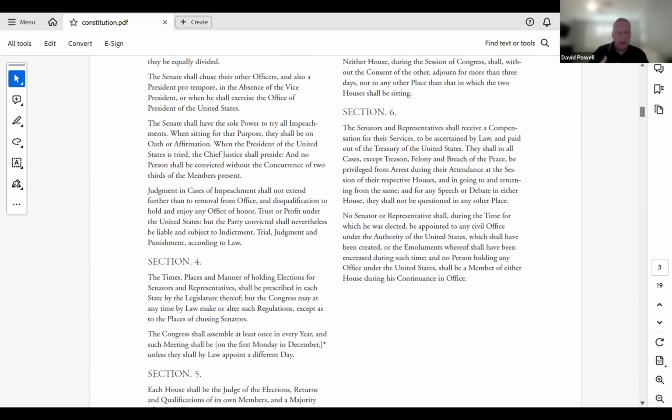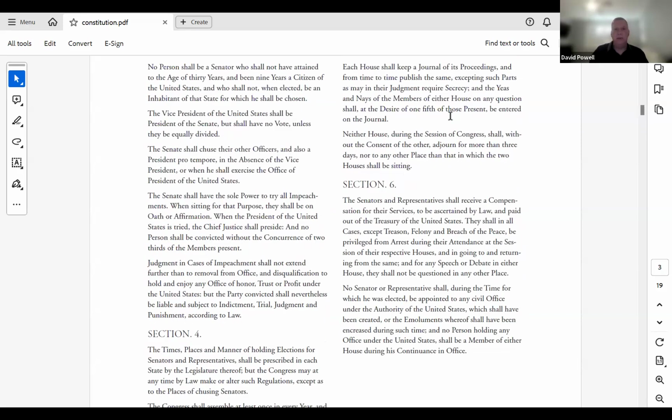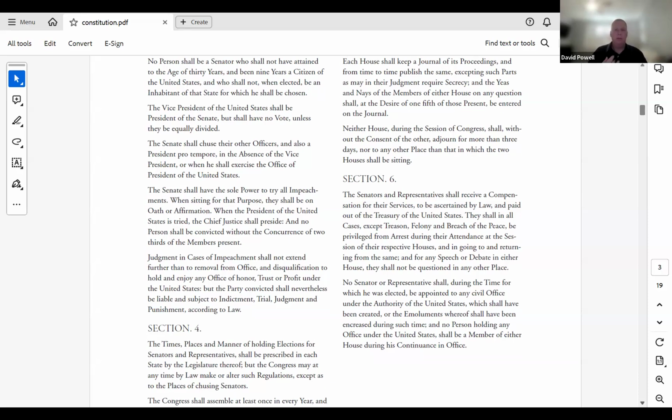Section 4 talks about the time and manner of holding elections and how frequently the houses must meet. Each house gets to judge its own elections. Then in Section 6, we have this discussion of compensation, that members will receive compensation for their services, but there's also this emolument clause, meaning that they cannot receive additional compensation for their work beyond the compensation that they are receiving as a member of the House or the Senate. So there's a prohibition against receiving that extra money. That extra money is referred to as an emolument. You also cannot serve in any other civil office while you are a member of the House of Representatives or a member of the U.S. Senate.